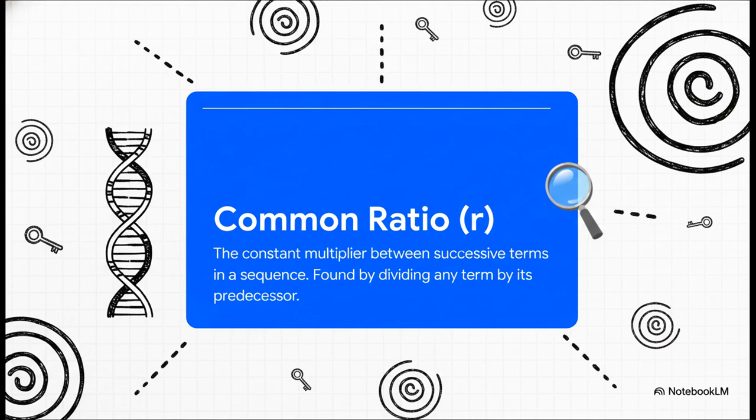And that number we keep multiplying by, it's got a special name, the common ratio, which we usually just call R. Honestly, this is the single most important piece of the entire GP puzzle. It's like the DNA of the sequence. To find it, all you do is take any term and divide it by the one that came right before it. This little number is the key that unlocks pretty much everything else.